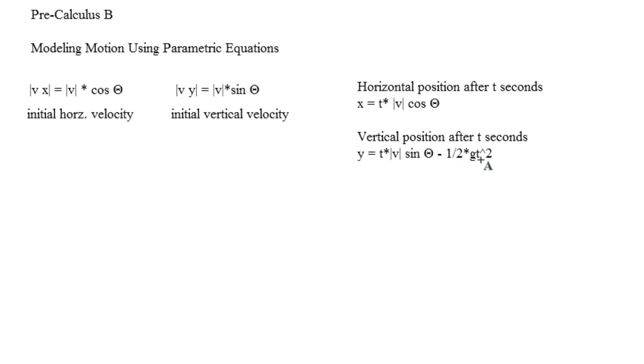Now, g, if you're using feet, I think it's negative 16.8 feet per second squared. And if you're using, no, it's negative 16, not 16.8. And if you're using meters, it's going to be negative 9.8 meters per second squared. Okay, so you're going to have to use that right there.